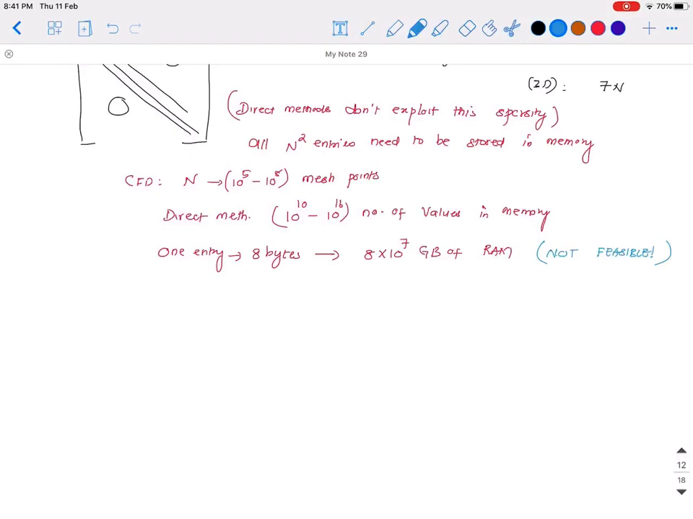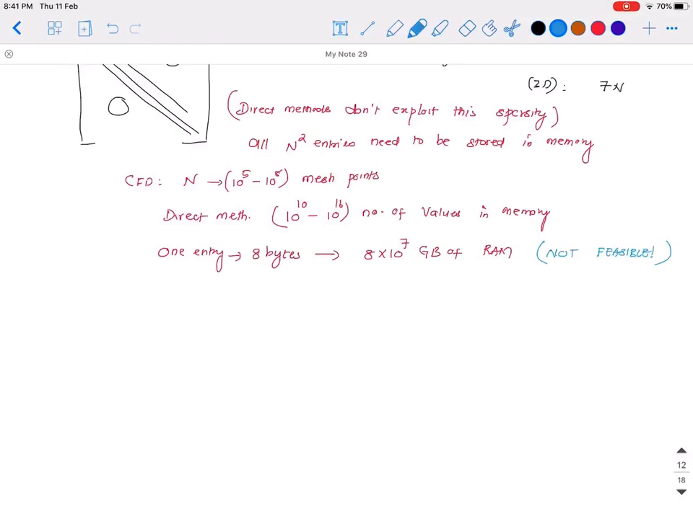And this is not the case in the current commercially available software. You can install Fluent or OpenFOAM on your laptop which has 8 GB RAM, and you can solve a CFD problem with at least 10 to the power 6 mesh points. Such a thing is possible because we never employ direct methods. We always employ iterative methods in CFD.